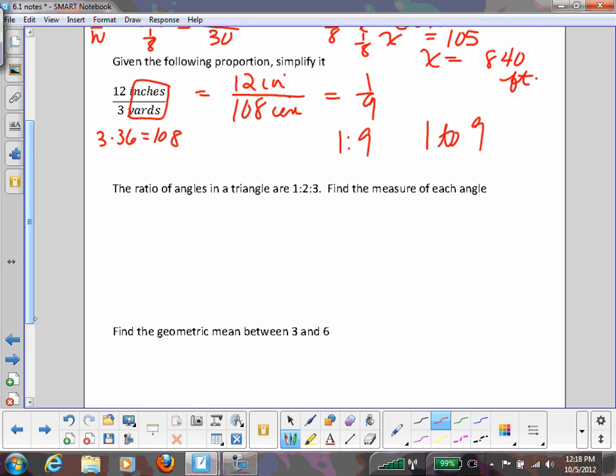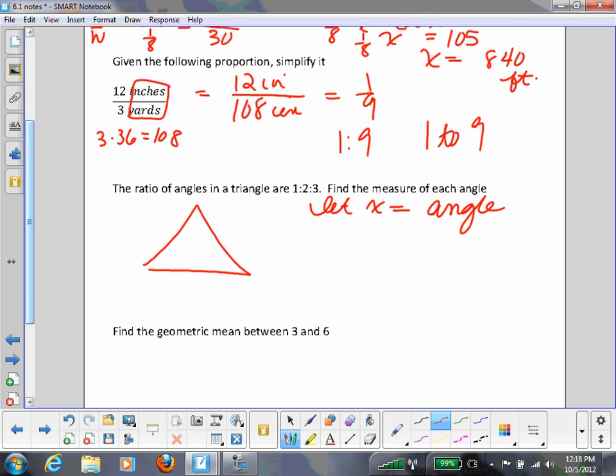Okay, the ratio of the angles in a triangle is 1 to 2 to 3. Find the measure of each angle. So I am saying let x equal my angle. So that means one of them is going to be 1 times x. What's another one going to be? 2 times x. And what's the third one going to be? 3 times x.